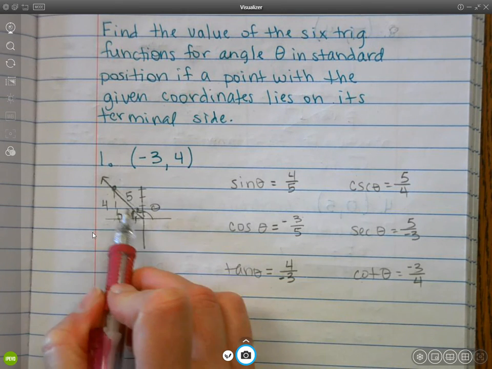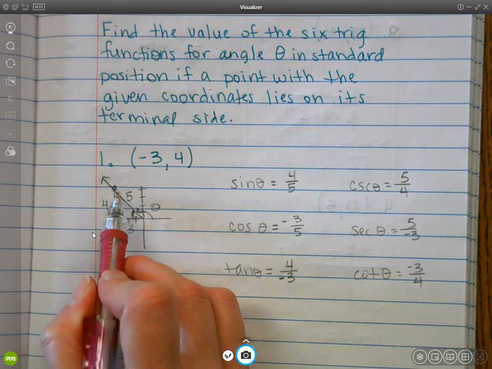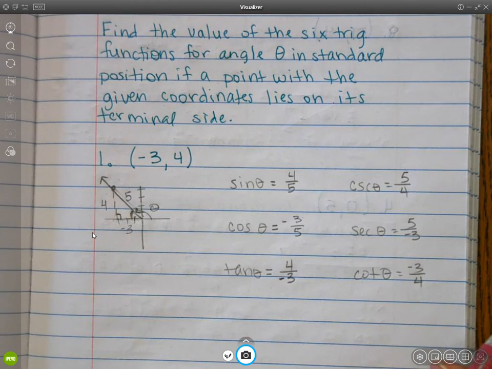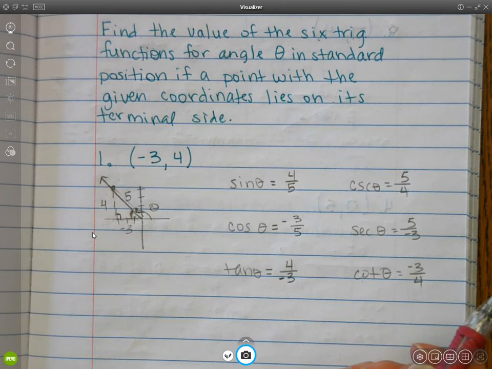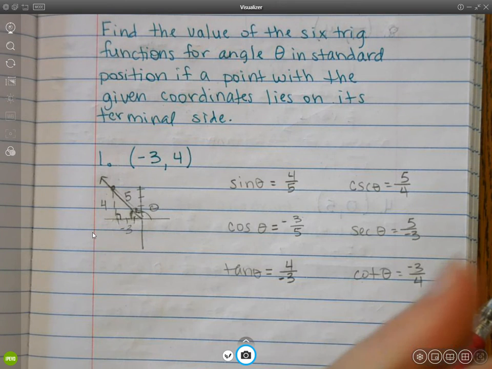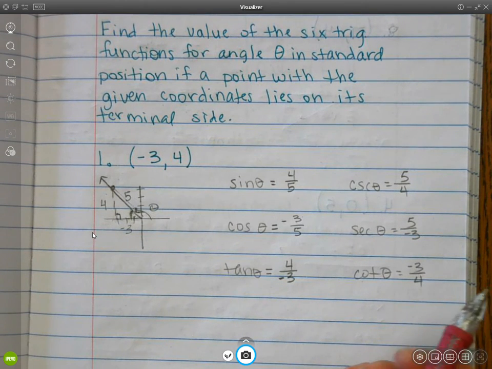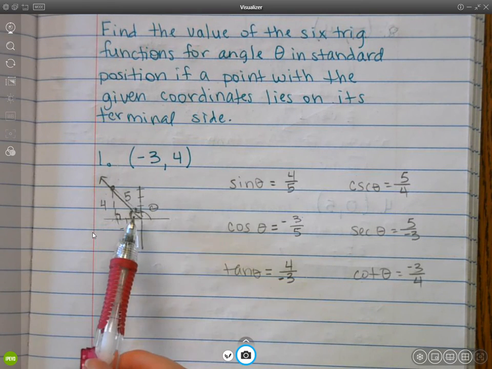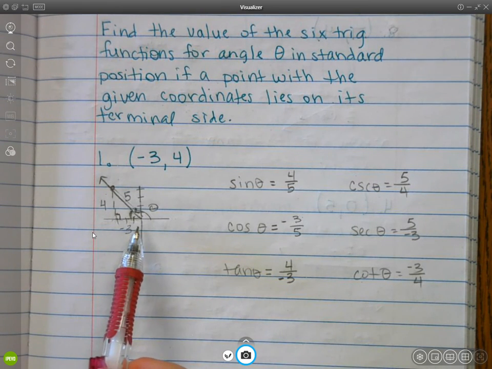So if this is 3 and this is 4, then we know that the hypotenuse is 5 because of a 3, 4, 5 right triangle. It's a Pythagorean triple. Or if you did 3 squared plus 4 squared, you would get 9 plus 16 is 25. The square root of that is 5. Alright, so to get your 6 trig functions, you're just going to think SOHCAHTOA. It's nothing that we haven't done before.